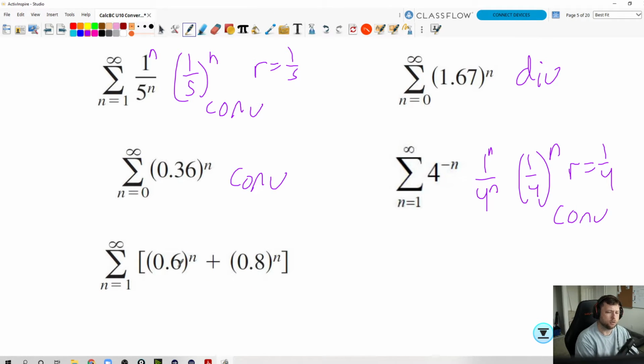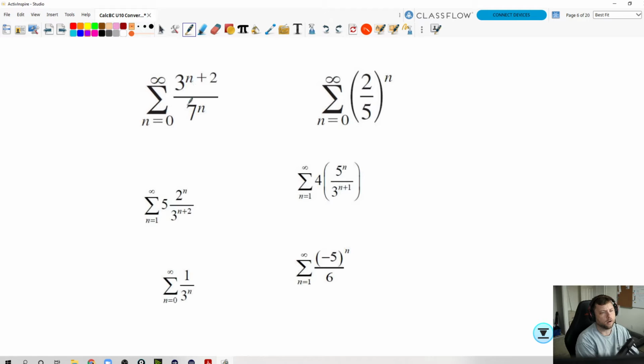Last one here, two terms, treat them both separately. 0.6 is going to converge, that's between -1 and 1, and 0.8 is also going to converge. Converge, converge, this whole thing converges. Let's move to more. All right, let's try this one.